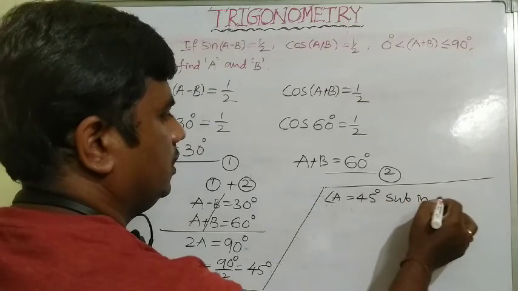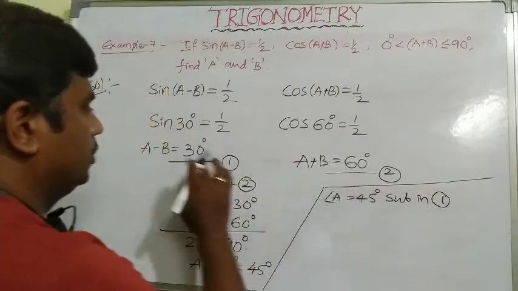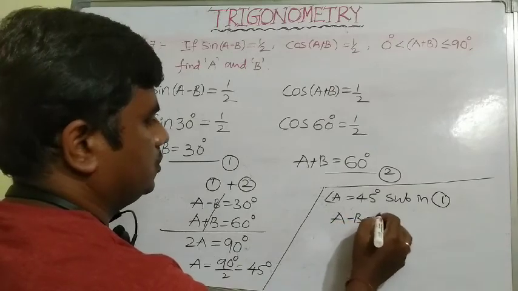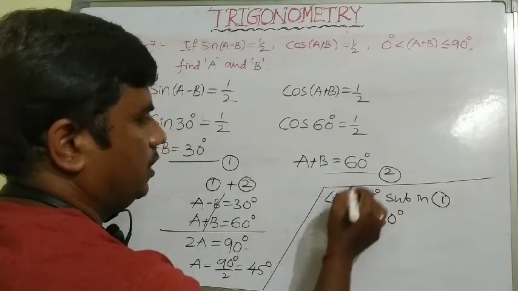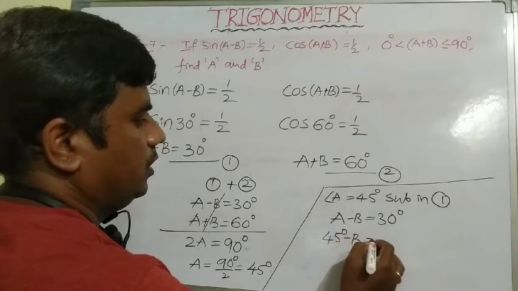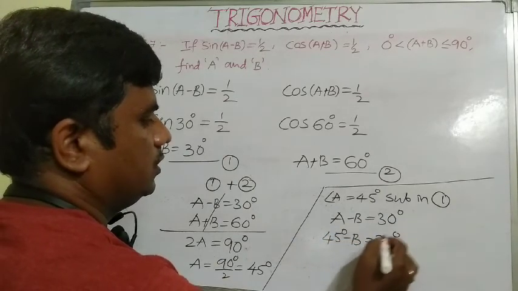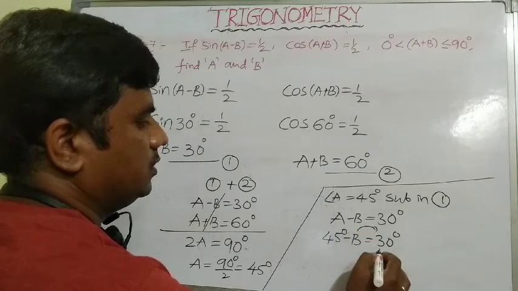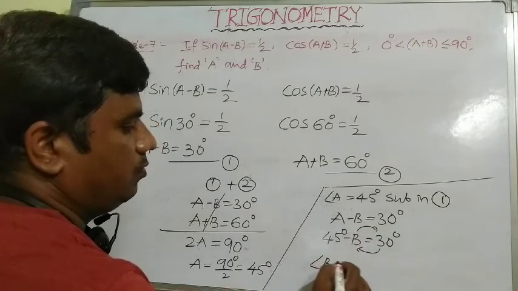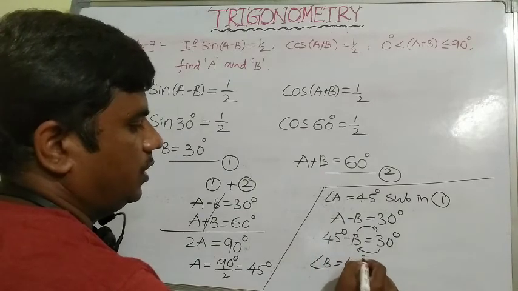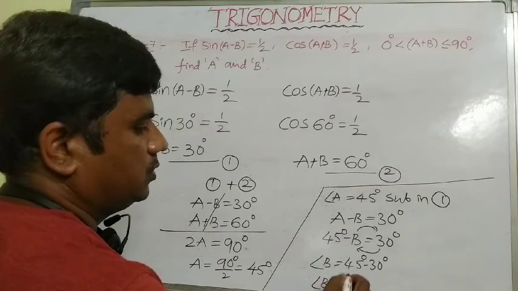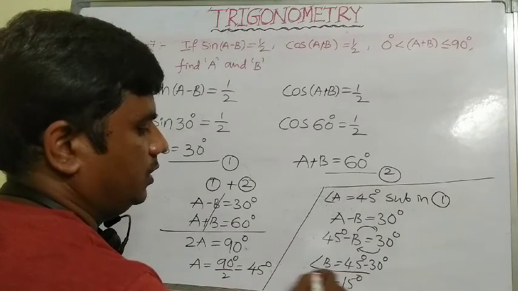Substitute in either equation 1 or 2. Equation number 1 is a minus b equals 30. Here a value is 45 degrees, so 45 degrees minus b equals 30 degrees. So minus b goes to this side, 30 degrees goes to the other side. So angle b equals 45 minus 30. Therefore angle b equals 15 degrees.